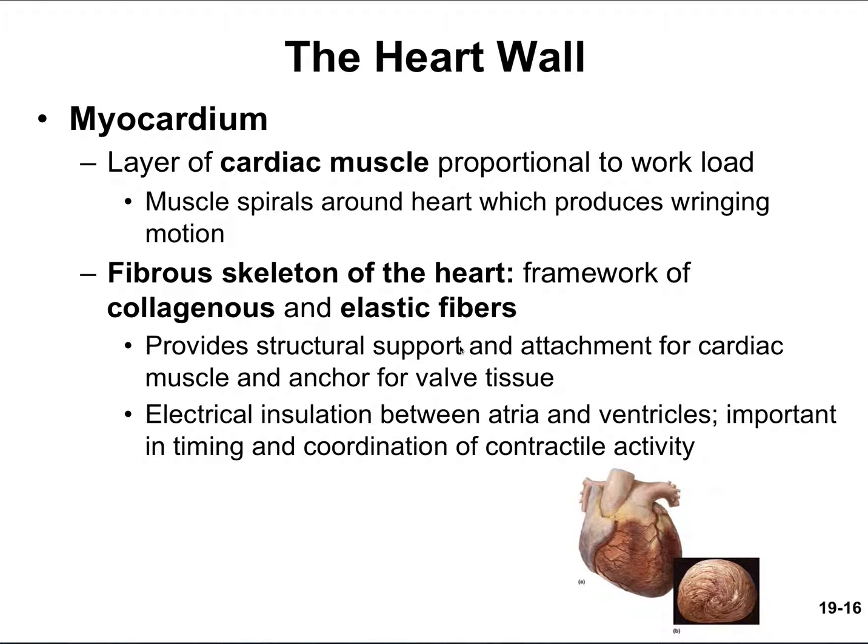The myocardium is the layer of cardiac muscle proportional to workload, and the muscle spirals around the heart, which produces a wringing motion, kind of like wringing out a towel. The fibroskeleton of the heart provides structural support and attachment for cardiac muscle and an anchor for valve tissue. It also provides electrical insulation between atria and ventricles, which is important in the timing and coordination of contractile activity.